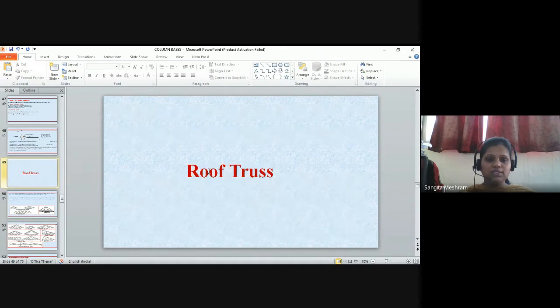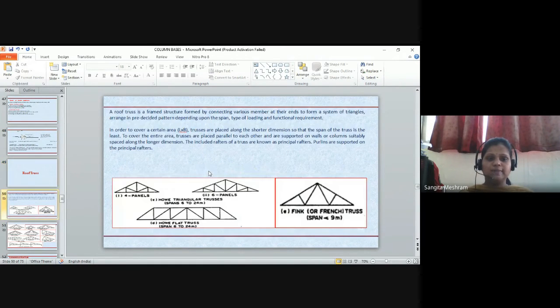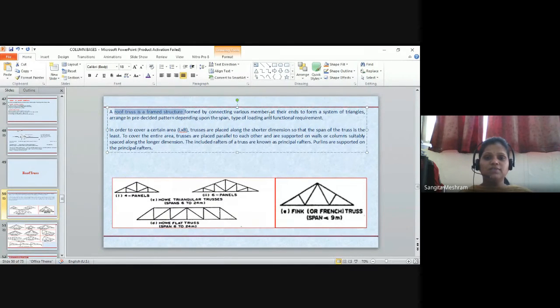Now the next topic is roof trusses. Okay, so different shapes and different arrangements of roof trusses are given. A roof truss is nothing but a frame structure formed by connecting various members at their ends to form a system of triangles. Okay, and its pattern depends upon the span, type of loading, and functional requirement. Different types of trusses are given here, but it is one type of frame structure.